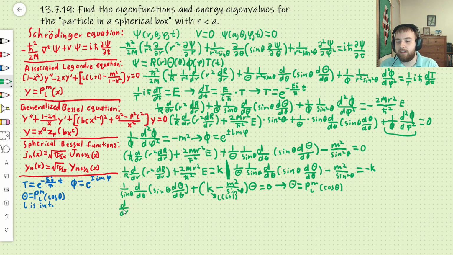d/dr of r squared dR/dr, and that is equal to, so this is equal to 2m r squared over h bar squared, E, I'm going to put parentheses here, minus L times L plus 1, and this is all multiplied by R, and this is equal to 0.